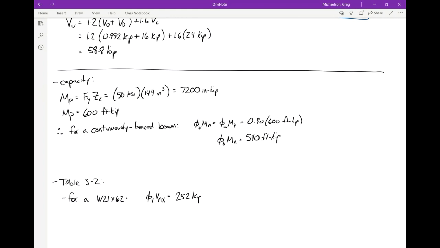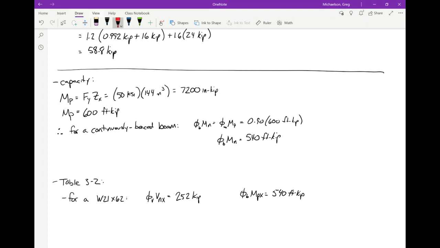Now that there's that, I want somebody to tell me something else. Tell me what this quantity is. 540, exactly. And that's in foot kips.